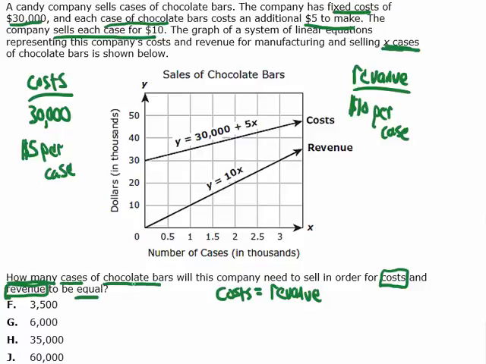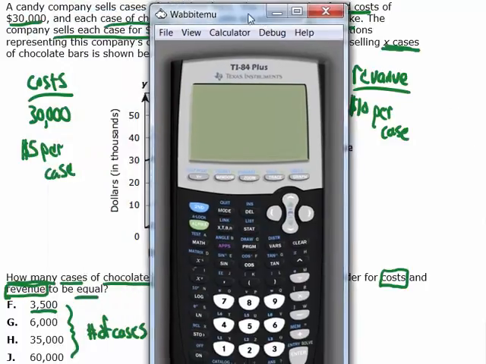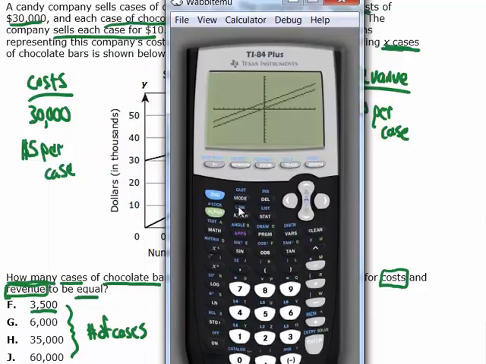So I go back to the question: how many cases? That means F, G, H, and J represent the number of cases. Okay, so if it was 3,500 cases, let's check that first. Then my cost side, let me get out my calculator here. My cost side for 3,500 cases would be 3,500 cases times $5 per case. Let's find out what that is. Okay, 17,500 plus the $30,000 fixed cost.